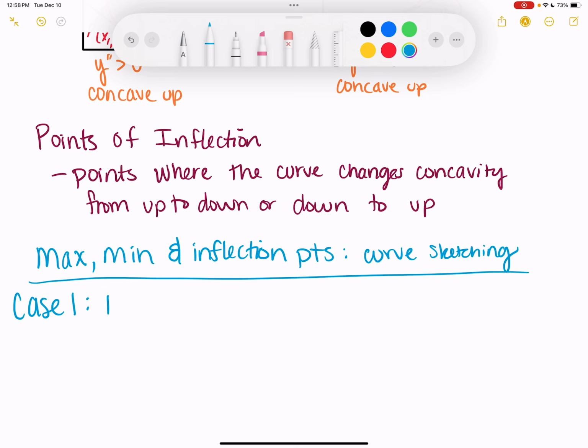Functions that are differentiable everywhere. How many cases did you say there are again? There's 2, but case 1 has 5 steps. 5? Yes, 5 steps.